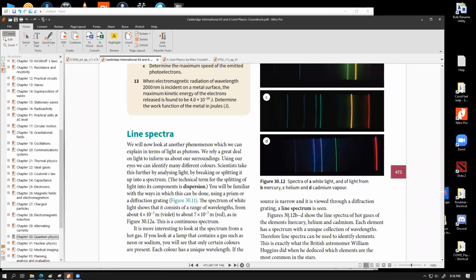Figure 30.12b shows the line spectrum for hot gases of the elements mercury, helium, and cadmium. Each element has a spectrum with a unique collection of wavelengths. Therefore, the line spectrum can be used to identify elements. This is exactly what the British astronomer William Huggins used when he did this.